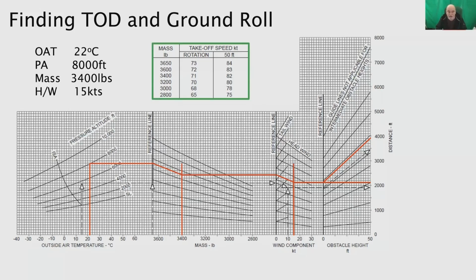Again, we now go to the end and we've got our takeoff distance and our takeoff roll. We then can go to the subtable at the top and going in with our weight at 3,400, we can come out with 71 knots rotation speed, 82 knots at 50 feet, ground roll of 2,100 feet, and takeoff distance at 3,900.